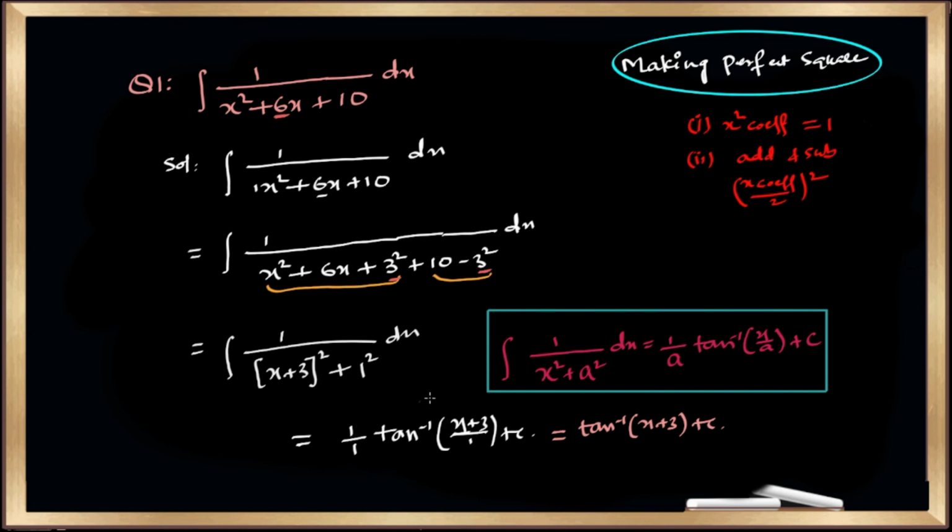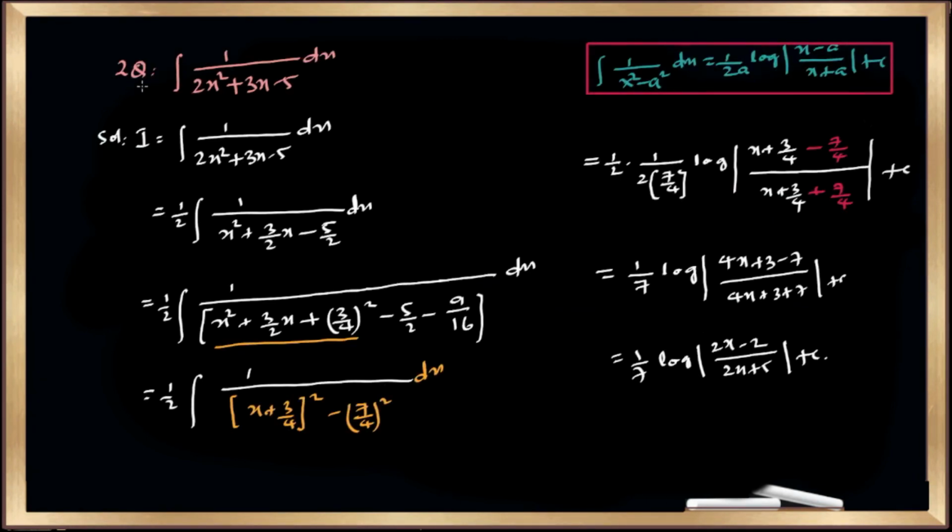So this is in the form of the integral of 1 by x square plus a square, which is 1 by a tan inverse of x by a plus c. Here a is 1, so 1 by 1 tan inverse of (x plus 3) by 1. So the answer is tan inverse of (x plus 3) plus c.